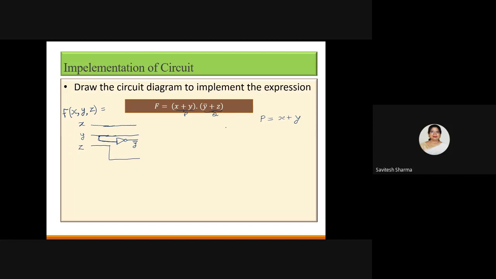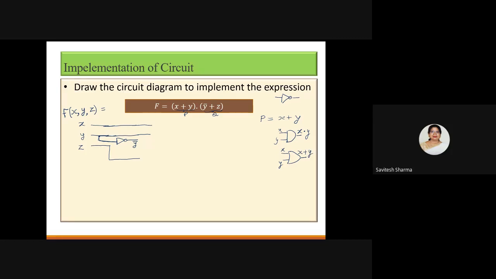So plus operator means what? Which type of gate? Basic operations I told you. Over var means inverter. Dot operation means AND gate, and plus operator means OR gate. So please remember: if a dot operator is there, that means you will draw an AND gate. If a plus operator is there, you will add an OR gate.